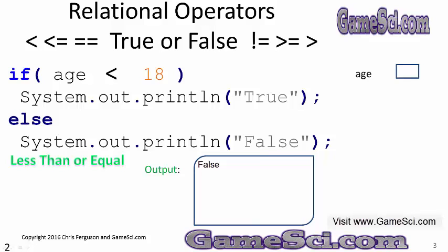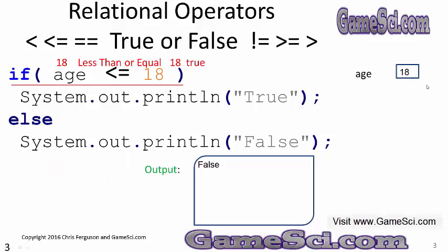Pretty simple. Now let's illustrate the less than or equal operator. Once again, let's put an 18 in the age variable, and we'll look at 18 less than or equal to 18. 18 less than or equal to 18 is very much a true statement. Since they are equivalent, the equal portion will make that relational operator true.